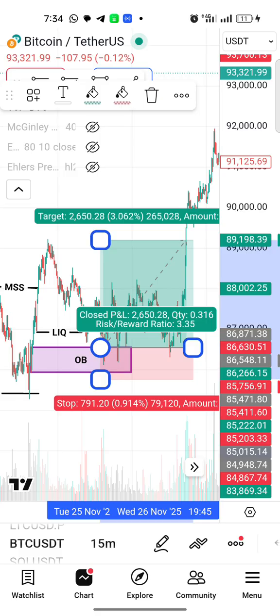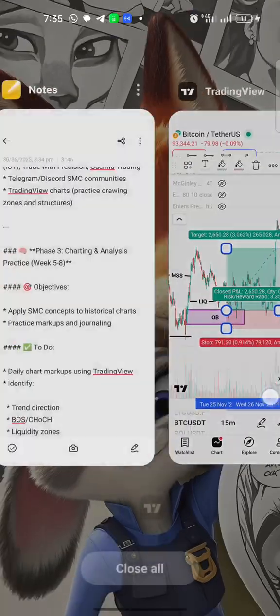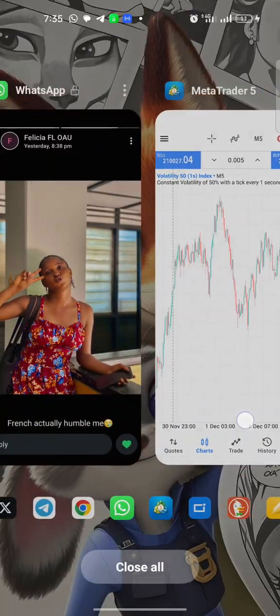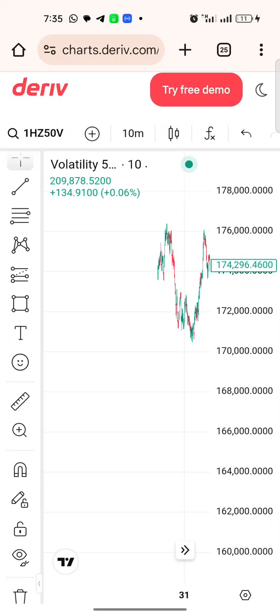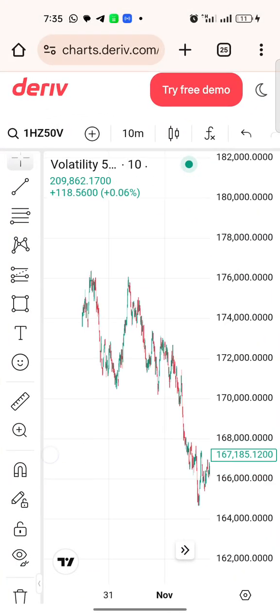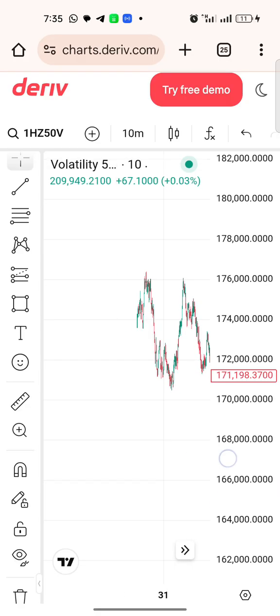So you see, this is just how SMC works. It works on almost every pair, almost every market system, but it works more effectively in some than in others. So let's move to synthetic pairs, because I recently have been doing more synthetic than other pairs. So this is V10 1S.